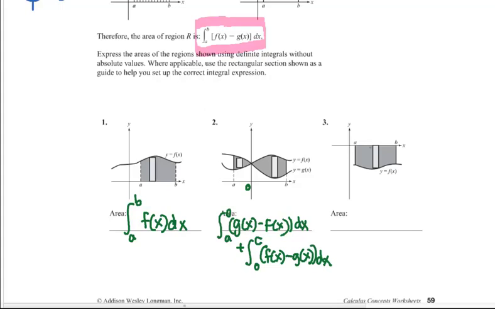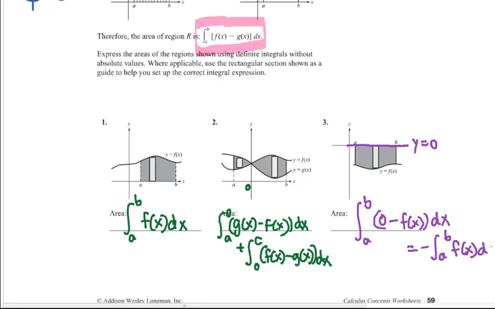Now let's take a look at this next one. The region is underneath the x-axis. You can think of the x-axis as the line y equals 0. So when you write out your integral from a to b, it's really 0 minus f of x dx. Or you can simply write negative the integral from a to b of f of x dx.